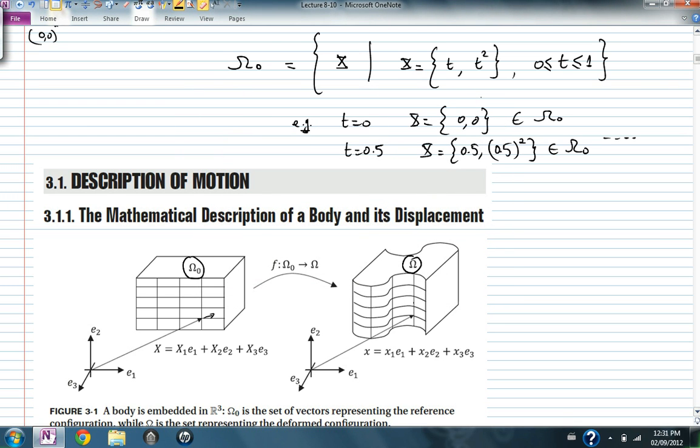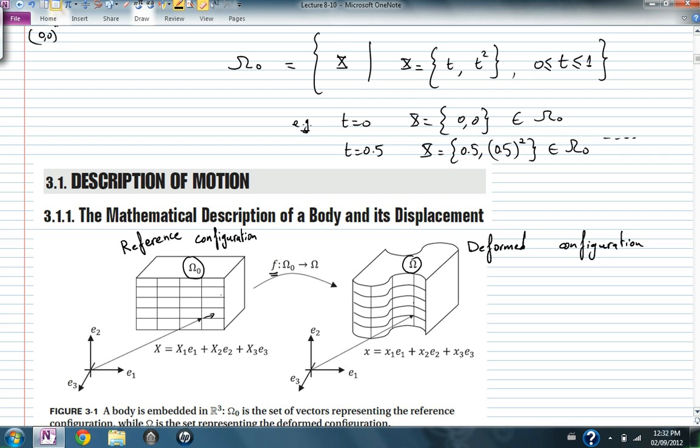And in general, what we're looking for is a function that describes this movement. And we call the set of vectors that describe the object before motion the reference configuration of the object. And after deformation, we call it the deformed configuration.